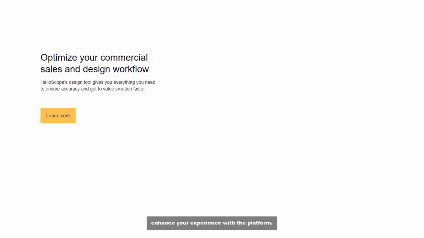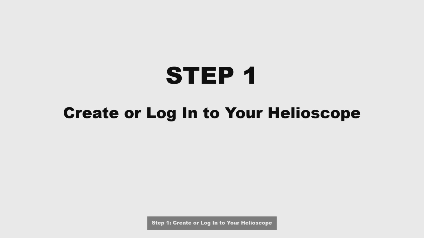Linking your bank to Helioscope can streamline your financial management and enhance your experience with the platform. Follow these steps to successfully connect your bank account. Step 1. Create or log into your Helioscope account. Visit the Helioscope website and either create a new account or log into your existing account using your credentials.